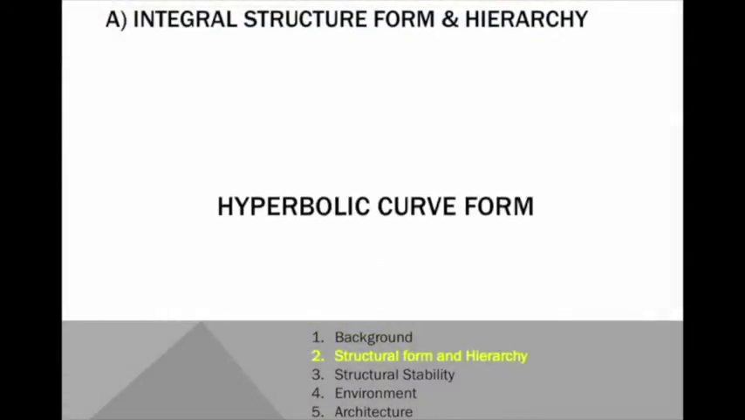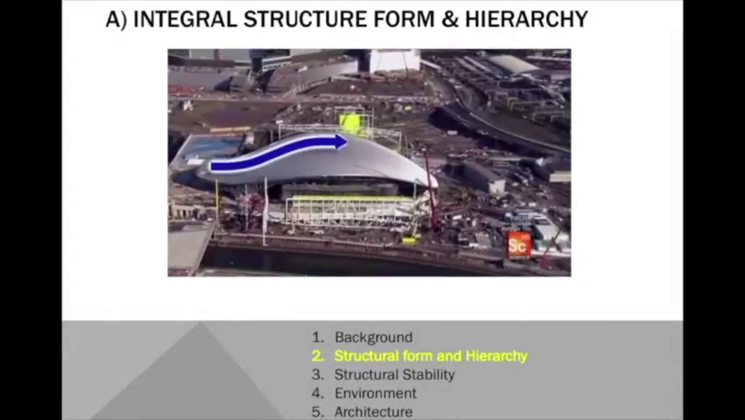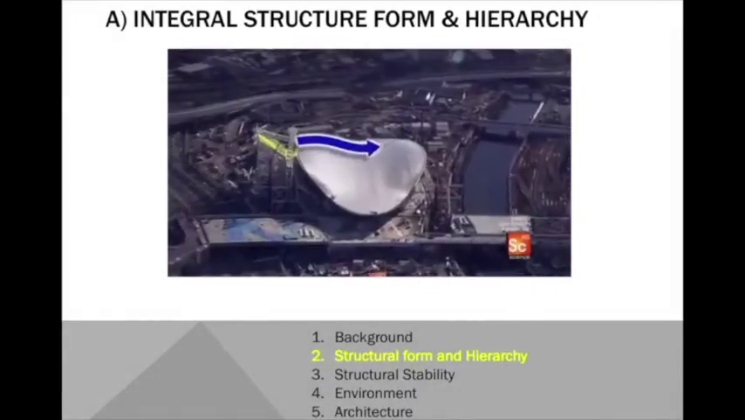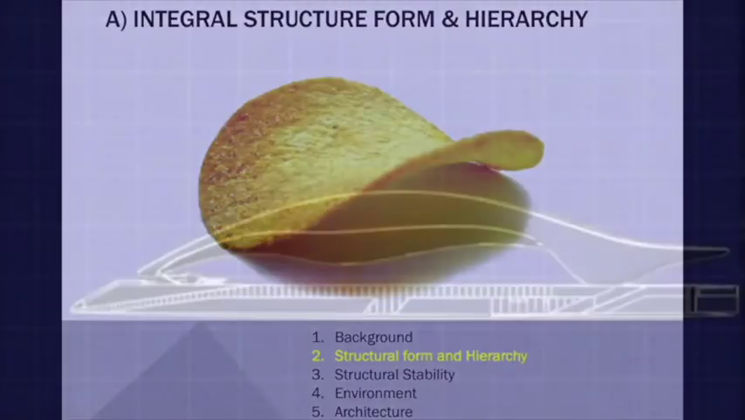The integrated structure form is a hyperbolic curve form, which makes two different curves in different directions, one bending from north to south and the other from east to west. Basically, the integrated shape is just like a Pringle shape.